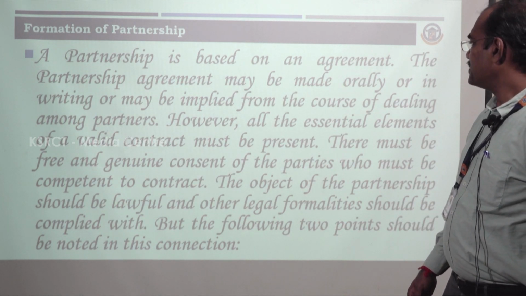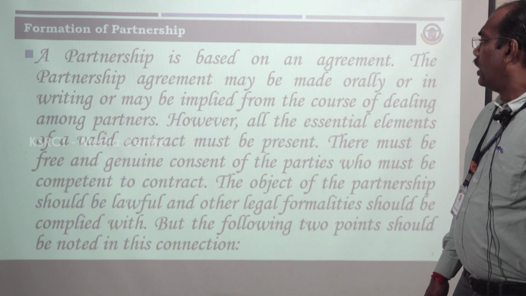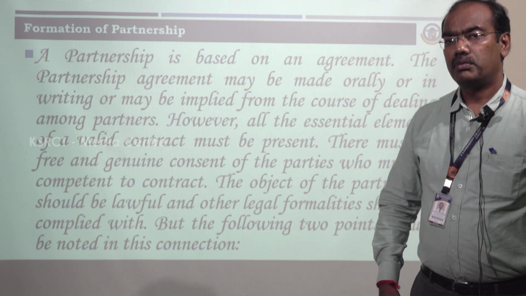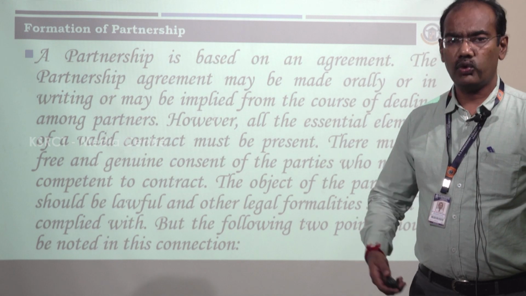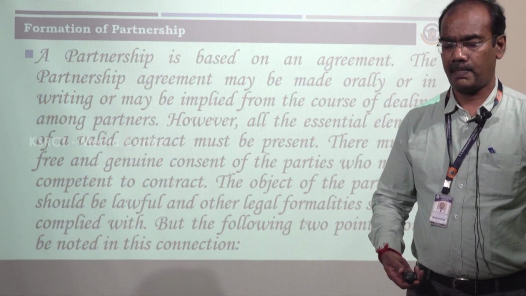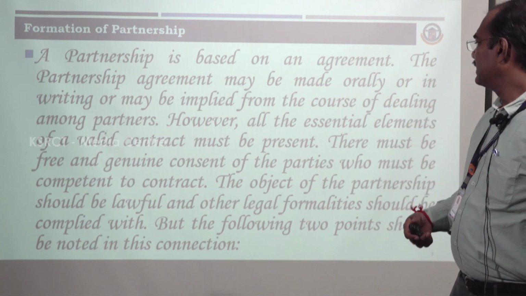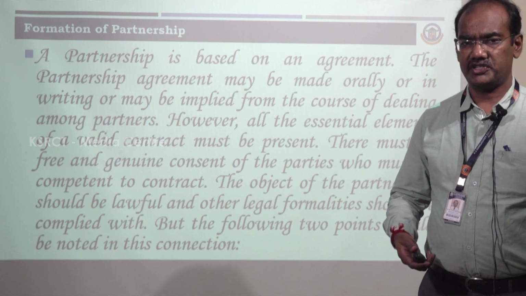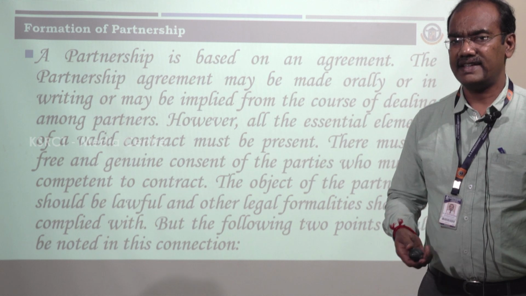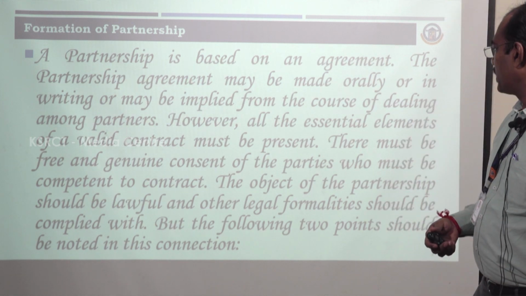So the partnership agreement may be made orally or in writing and may be implied from the course of dealing among the partners. So when 2 or more persons join together and they enter into a partnership, you can infer that they are doing certain business. However, all the essential elements of a valid contract must be present for a partnership. So if the valid aspects of the contract are not there, the partnership is not a valid one.